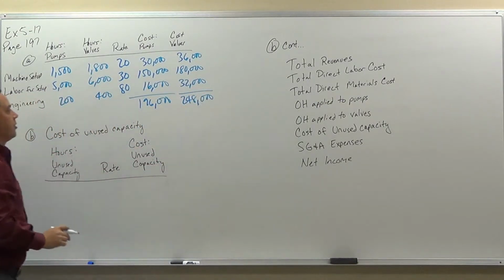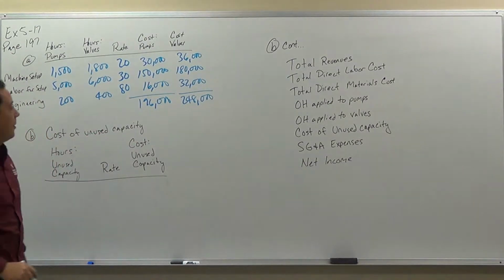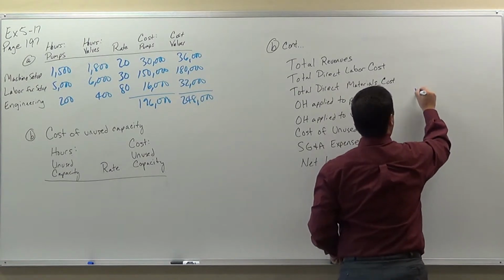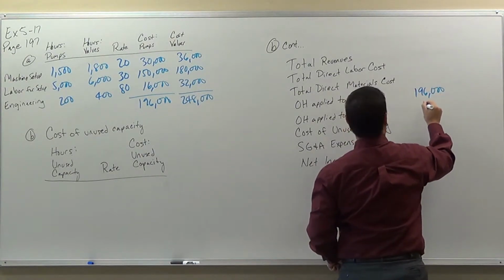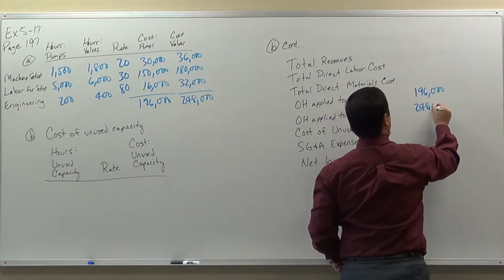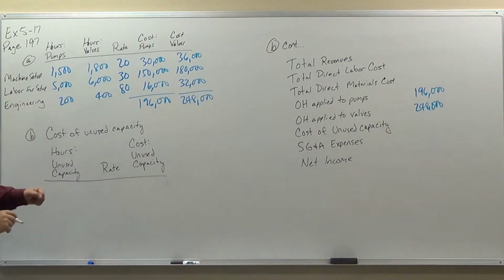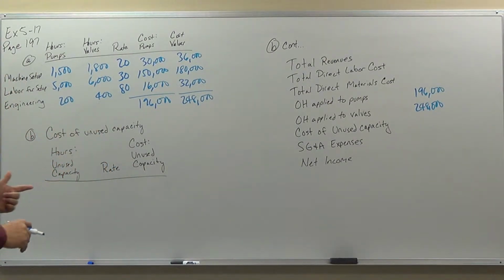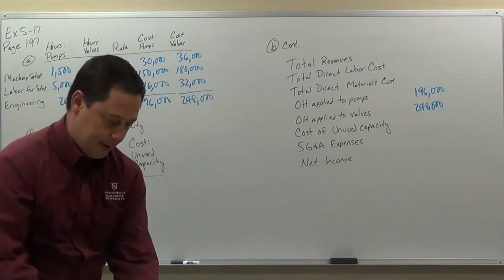So $248,000 and $196,000 for the cost there. I'm going to move these over to here real quick, since I already have that. Then we'll move forward to the next problem, but I want to move that over. All right, so that gives us the cost for each of the valves and the pumps. So we have that. Let's take a look at what B is asking from us.